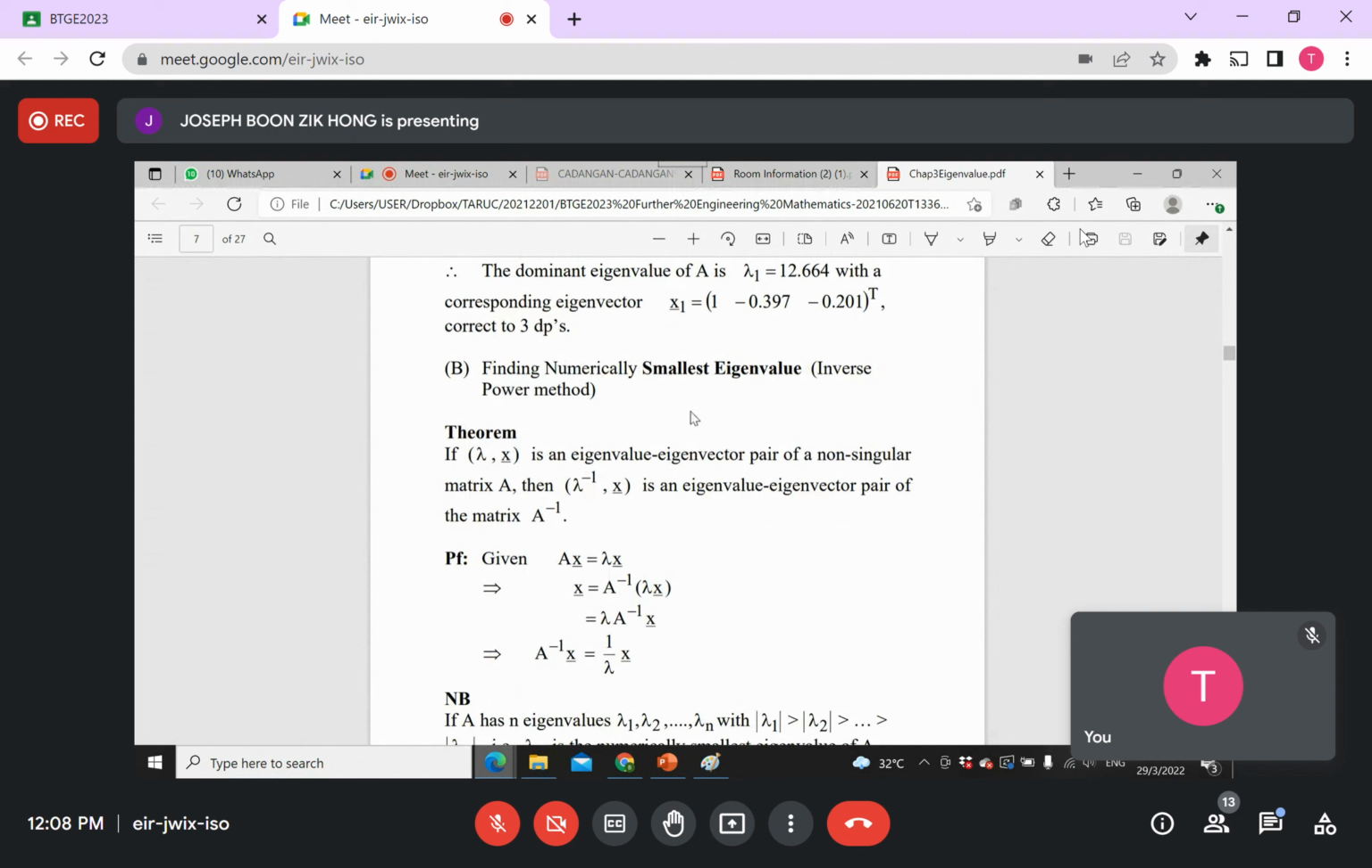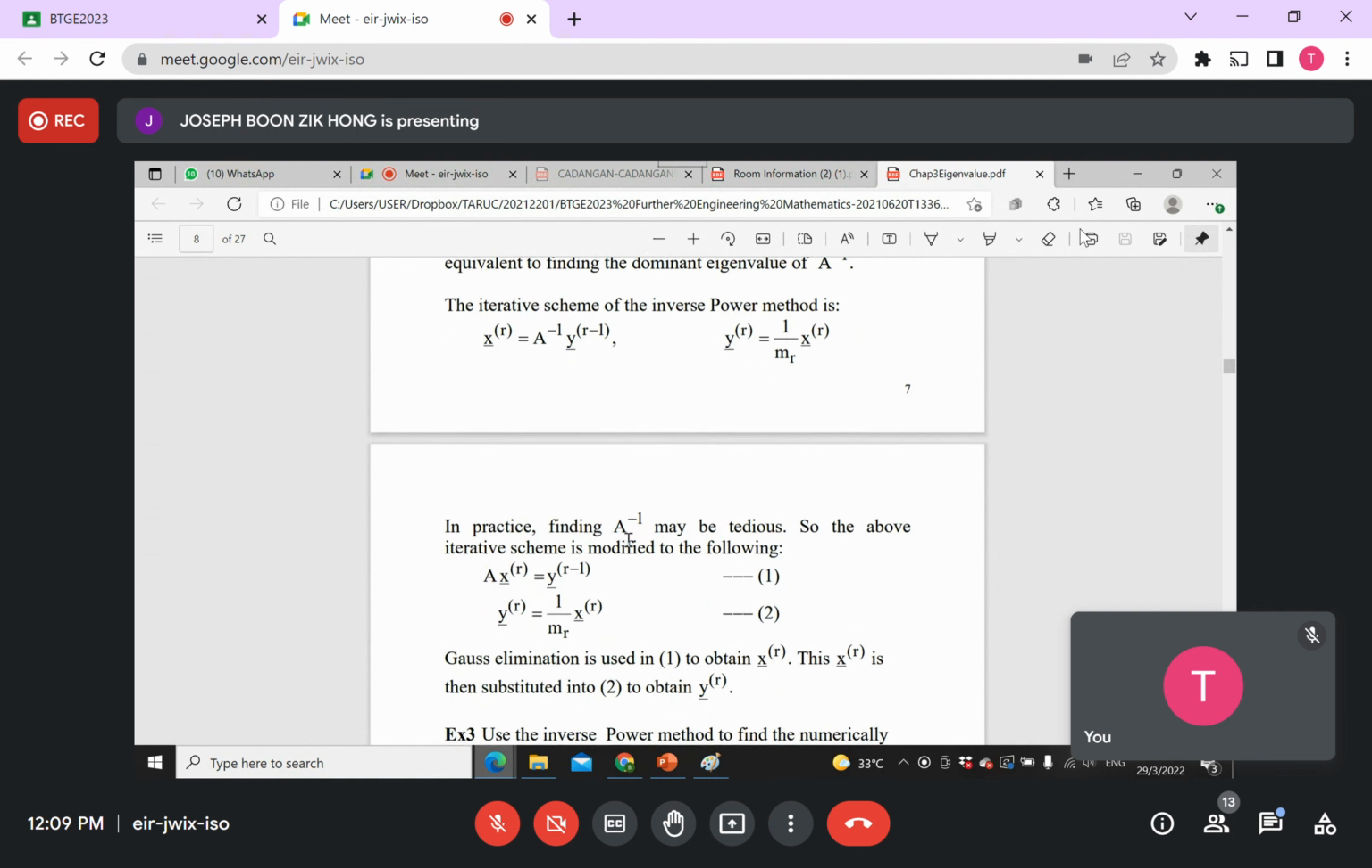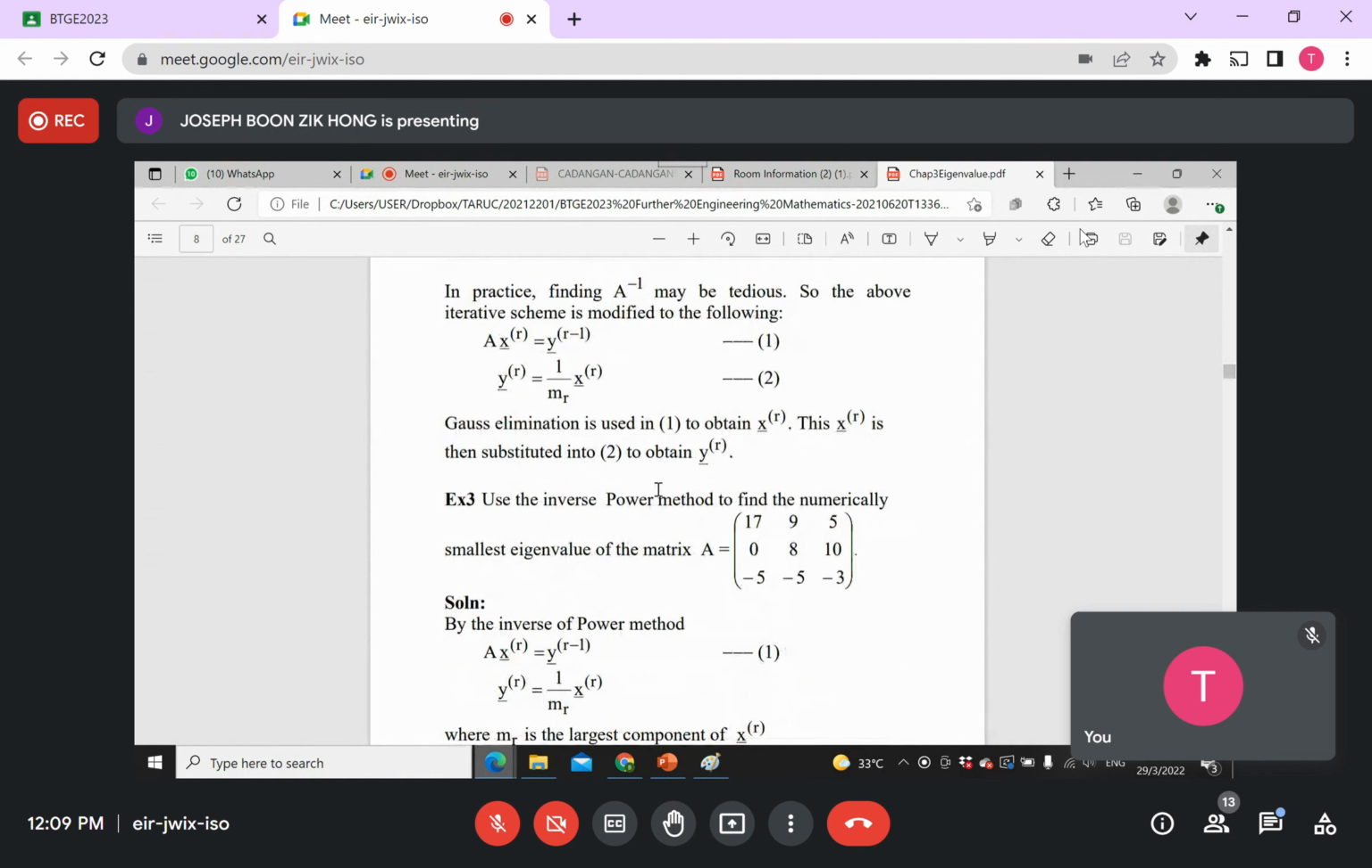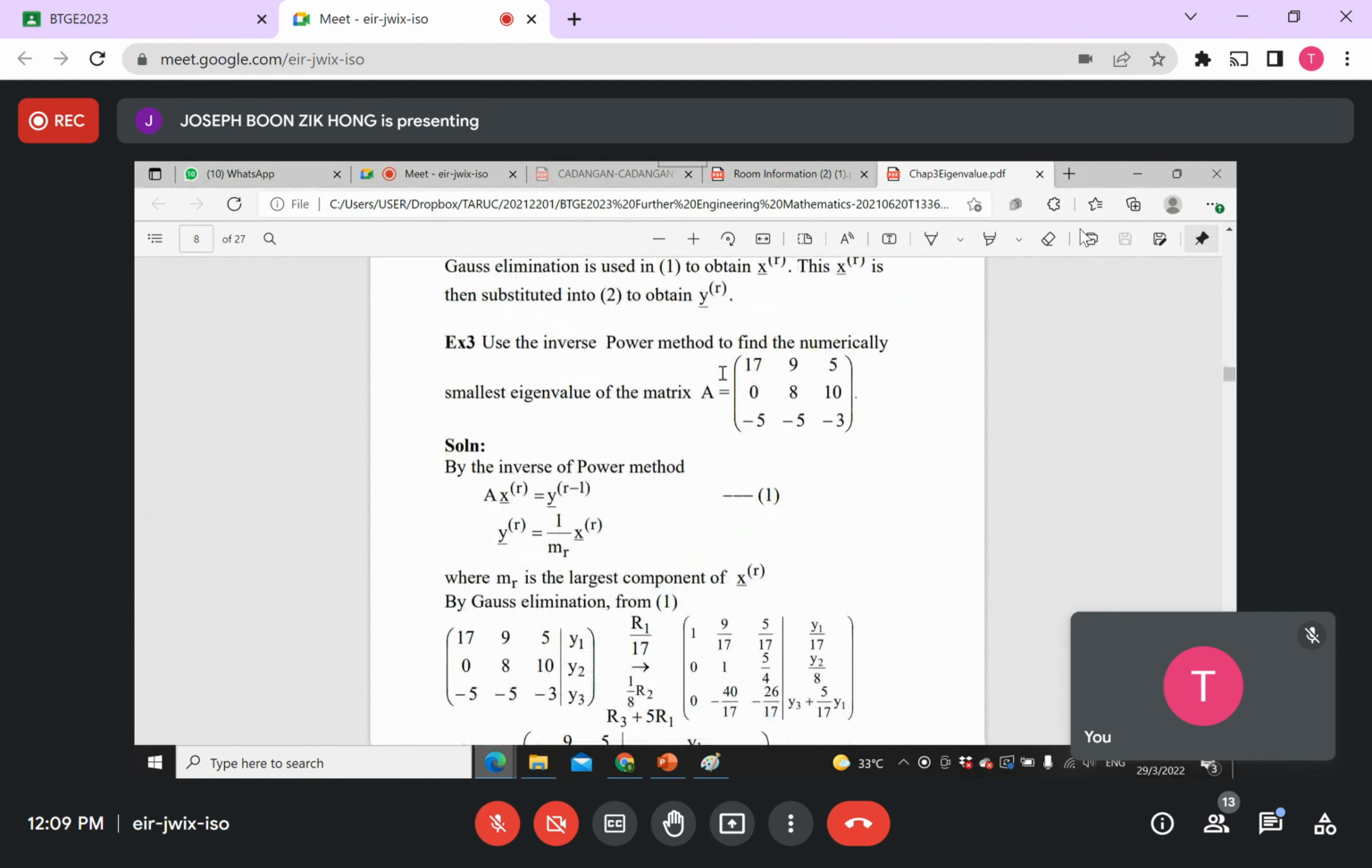If you want to find the smallest eigenvalue, just now was the biggest, then we use the inverse power method. Basically their idea is the same. Now let's see. Again, I have this equation, and I want to use the inverse power method in order to get the smallest eigenvalue. So the formula now will be this one.